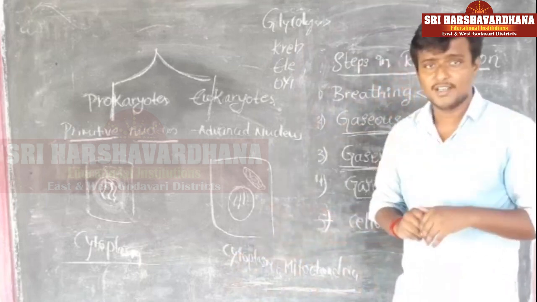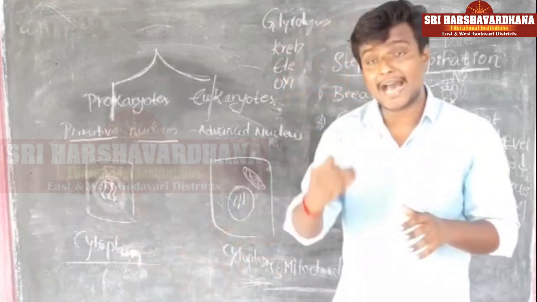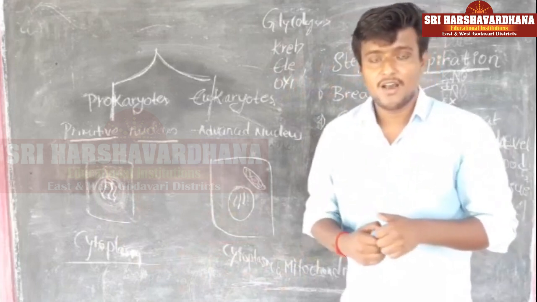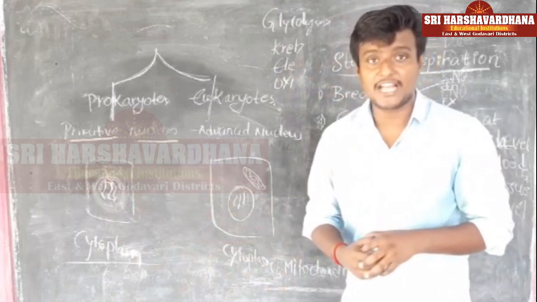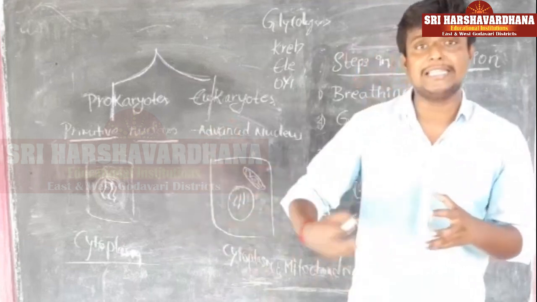Okay sir, we understood. But when you are taking a prokaryote, this cellular respiration process is done only in the cytoplasm. Why? You are asking me that question. Actually you already know the answer. Why does the cellular respiration occur only in the cytoplasm in the prokaryote?